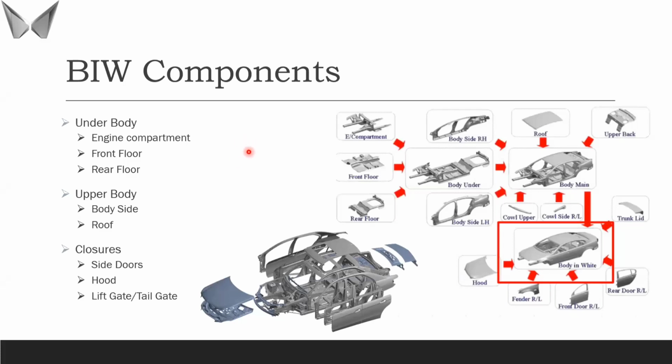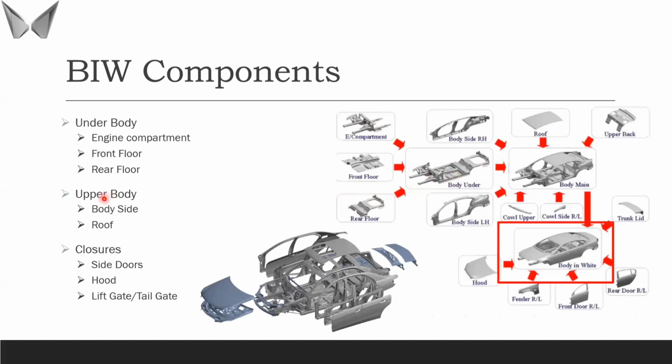If you go for the underbody, I hope my pointer is visible. The underbody has 3 major components: engine compartment, front floor, and rear floor. The engine compartment is the front end area where the engine and other components get mounted. The front floor is the component which defines the front compartment, or the driver compartment, of the vehicle. And the rear floor defines the rear compartment if the vehicle has a separate passenger compartment after the driver compartment. All 3 together form the underbody.